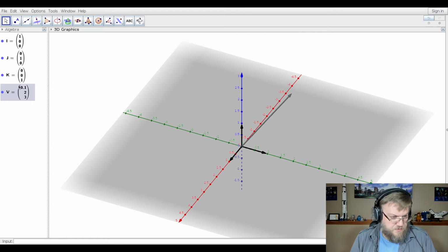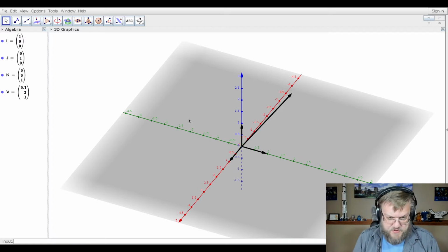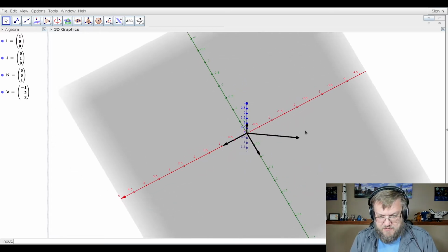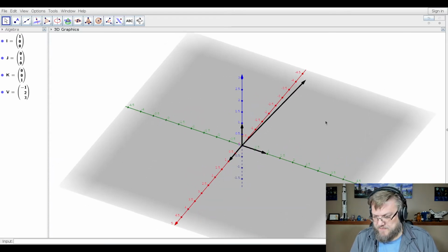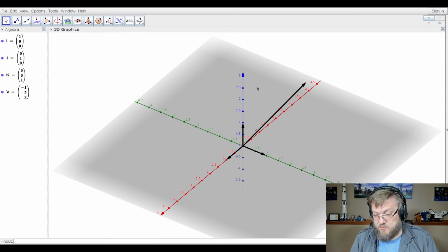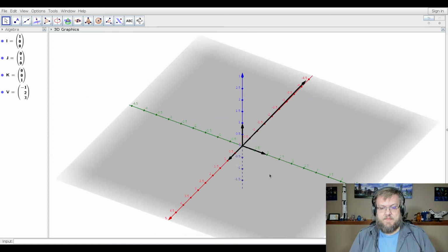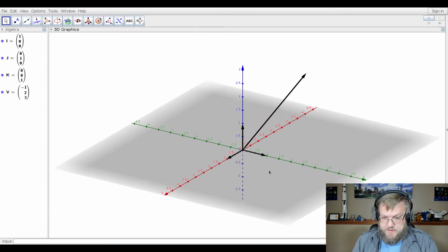Oh, I didn't mean 0.1. No. I didn't mean 0.1. I meant negative 1. Let me fix that. 0.1 is hardly distinguishable from 0. So that didn't look right. There we go. I meant negative 1, 2, 3. There we go. See that? So that vector's pointing somewhere above the second quadrant, if you will, right? It's behind the YZ plane, if you will. Yeah? Okay.